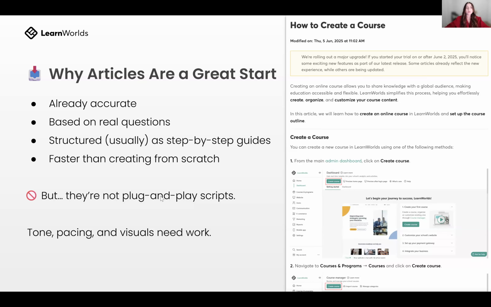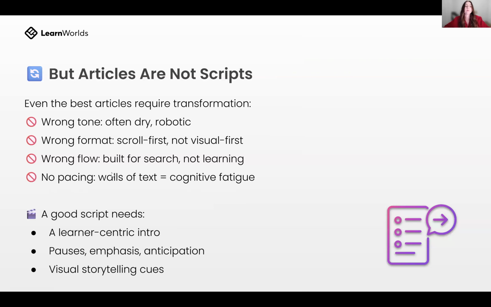But they weren't necessarily plug and play in terms of video scripts, right? You would still need to check some things. So I'm going to move to the next one where I'll dive a little bit more into that. So yes, articles were great, but they are not necessarily video scripts, right? That means that sometimes the tone is wrong. What do I mean by that? It's one thing having to read a text, and it's another one having to speak it out loud. It may come out as robotic and not as natural, if that makes sense.